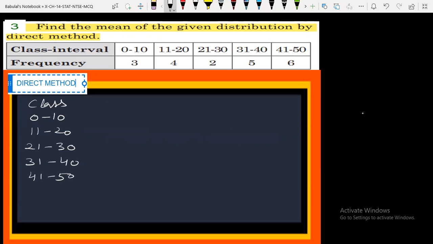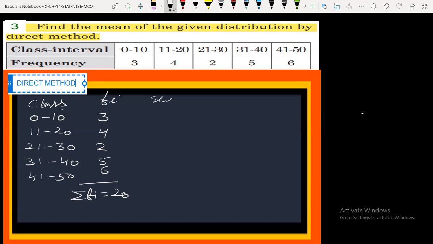Students, the class interval is not continuous. Means the upper limit of the first class is not the lower limit of the second class, but it does not affect the mean. अगर ये मोड और मीडियन होता तो हमें इसको कंटिन्यूअस बनाना पड़ता, लेकिन मीन के लिए इसकी जरूरत हमें नहीं है. What is the frequency, give the corresponding frequency? That is 3, then this is 4, then this is 2, 5, and 6. And what is the sum of all frequencies? 3 plus 4 plus 2 plus 5 plus 6, that is 20.